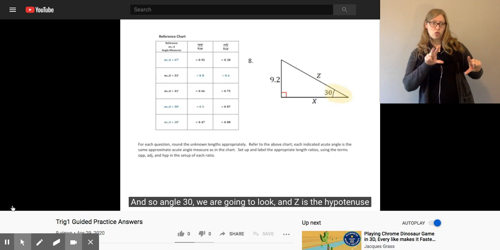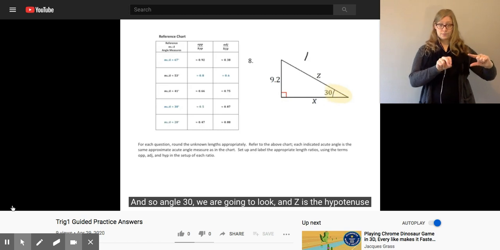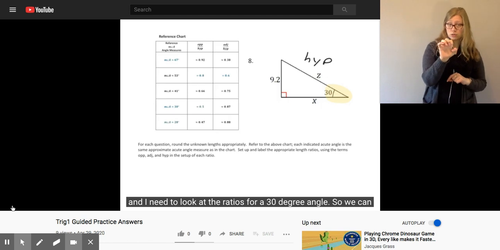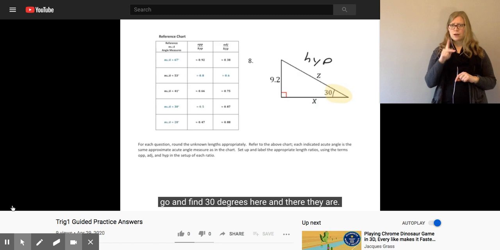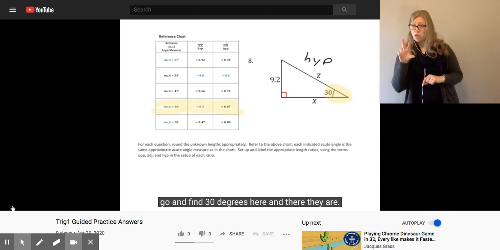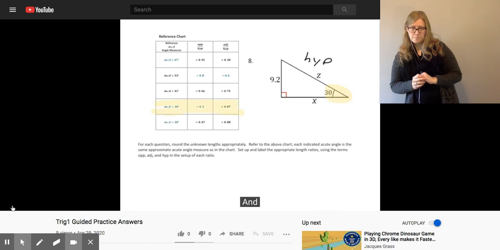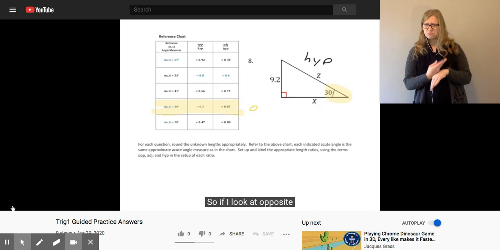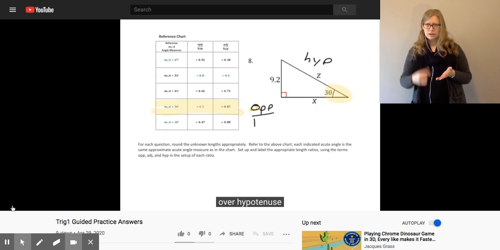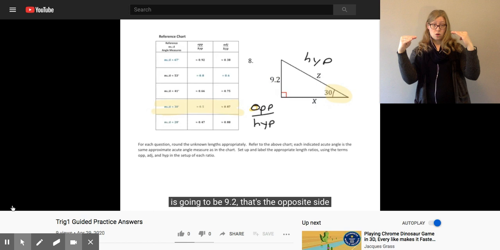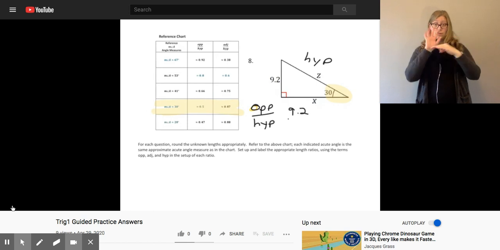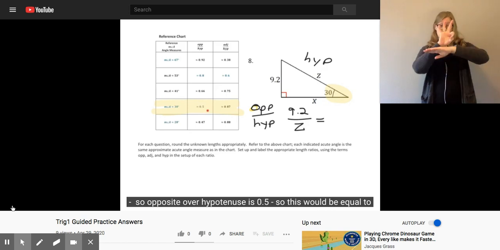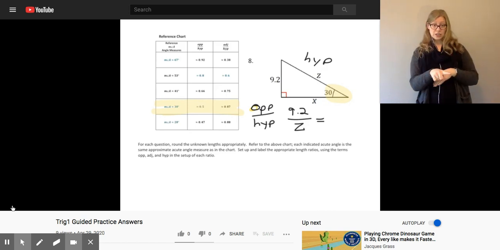In this problem, the second one of that type, we're going to look at angle 30, and z is the hypotenuse. I need to look at the ratios for a 30-degree angle, so we can go and find 30 degrees here. And there they are. The first ratio, opposite over hypotenuse, is going to be 9.2, that's the opposite side, over z. And that ratio, opposite over hypotenuse, is 0.5, so this would be equal to 0.5.